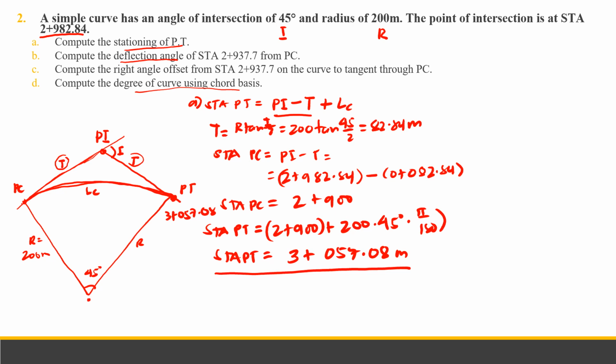Okay, so reminder, if hinahanap yung PT, hindi pwede na i-add mo yung tangent na to. So, mali yun. Kasi ito na yung center line natin. So, if given the station of PI, subtract mo yung backward tangent, makuha mo yung station ng PC, and then i-add mo yung length of curve, yun yung station ng PT. So, yan yung tamang way ng mag-solve. Okay? So, next is, okay, so erase natin.